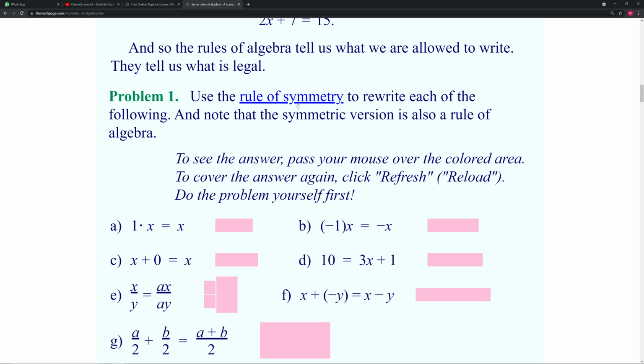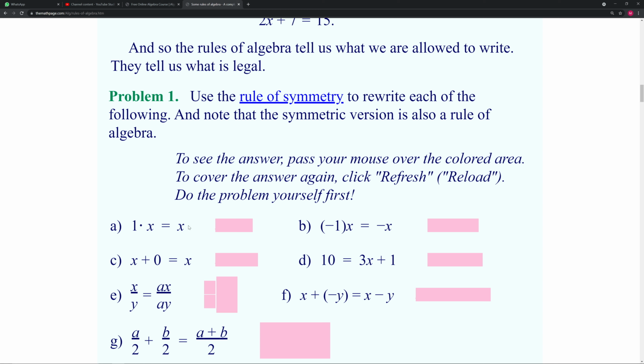We're going to use the rule of symmetry to rewrite each of the following, and note that the symmetric version is also a rule of algebra. So what do we have here? We have 1 times x. That's the identity of multiplication. 1 times x does not change x. So therefore x is just x equals x.